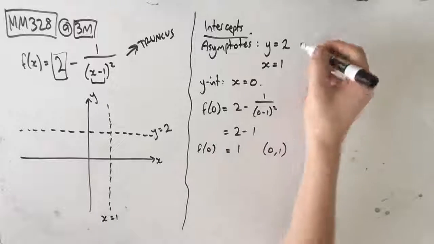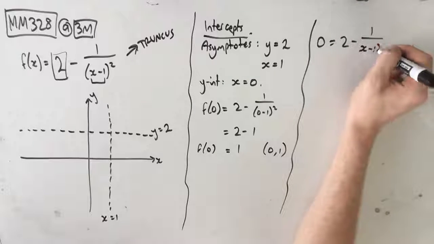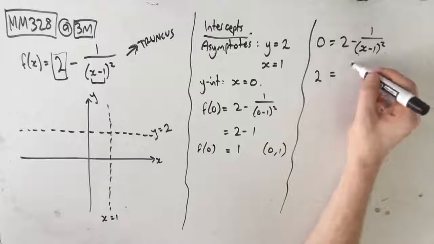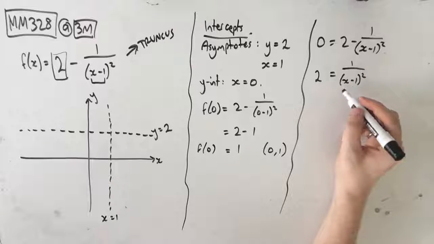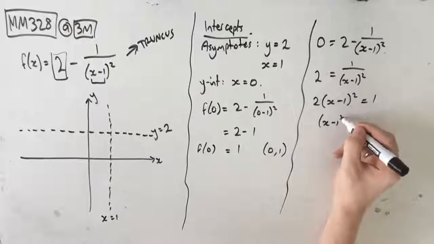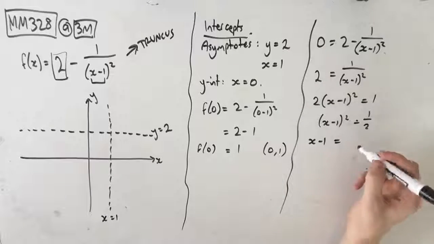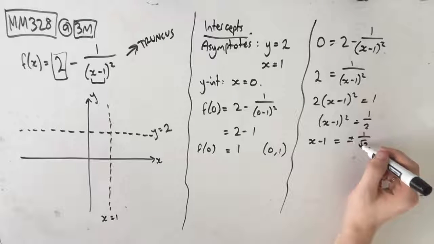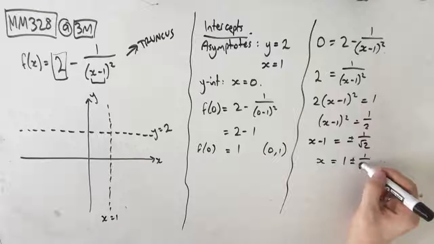And for our x-intercepts, we let y equal 0, right? So 0 equals 2 minus 1 over x take 1 squared. Adding 1 on x take 1 squared to both sides, we get 2 equals 1 over x take 1 squared. Multiply both sides by x take 1 squared, so 2 outside of x take 1 squared equals 1. Divide both sides by 2, we get 1 over 2. Square rooting both sides, we get x take 1 equals plus minus 1 on root 2. Don't forget this plus minus, because otherwise you're going to get it wrong. And then from there we can say that x is equal to 1 plus minus 1 on root 2.